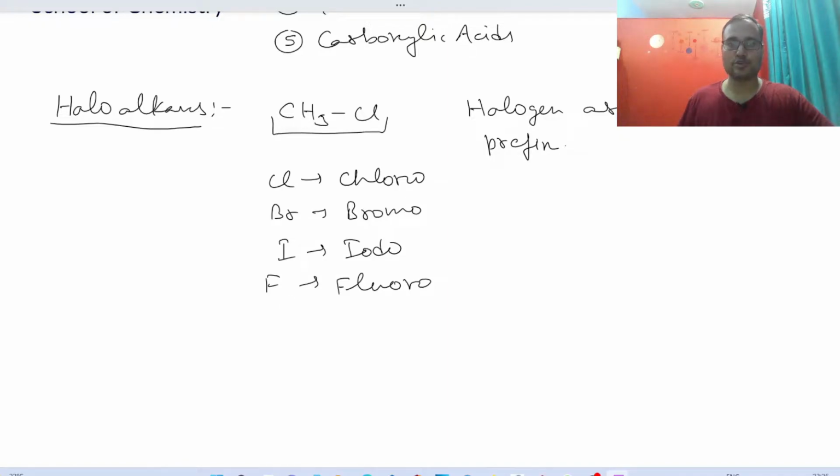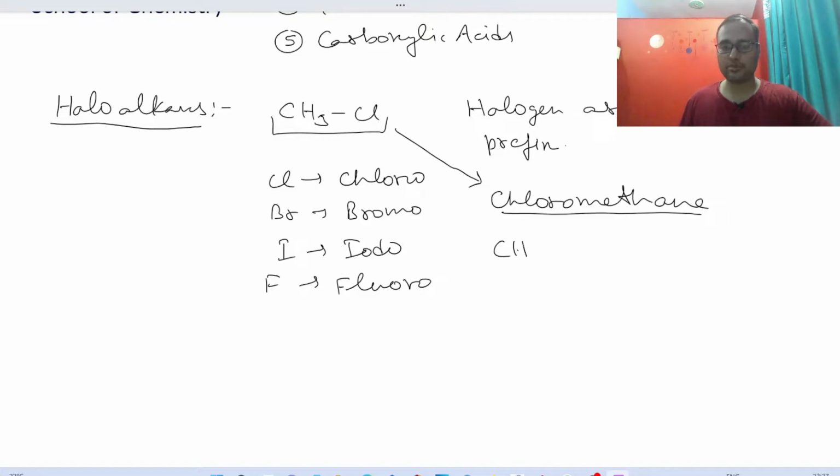Suppose we have this compound CH3Cl. How to name this compound? The halogen is named first, as a prefix. So we'll write chloro, then the word root meth, as it consists of only one carbon atom, and next is the suffix ane as it has single bonding in it. So the name of this compound comes out to be chloromethane. If we have one more compound with two carbon atoms like CH3CH2Cl, then we can name it as chloroethane.